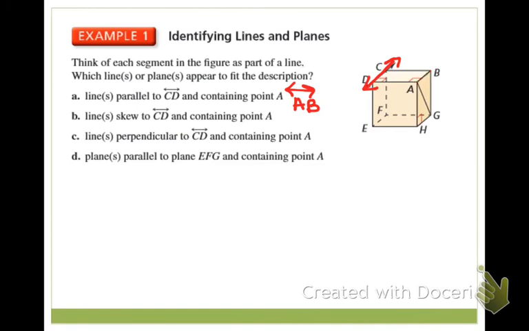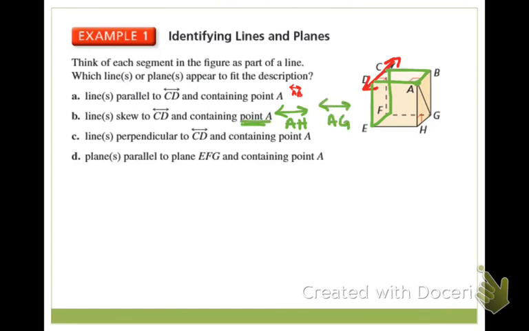Second part, it says skew containing point A. So remember, skew, they're not on the same plane. They do not intersect. So CD is a part of this plane, and it's also a part of this one. So using point A, what lines do not intersect with CD, and they're not on the same plane as CD? AH, that's one. AG. AH and AG.